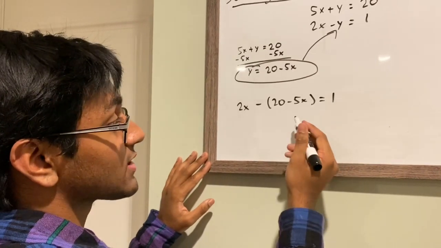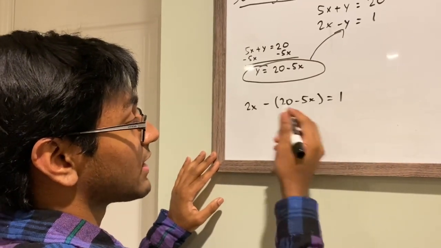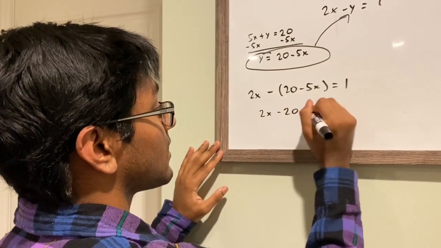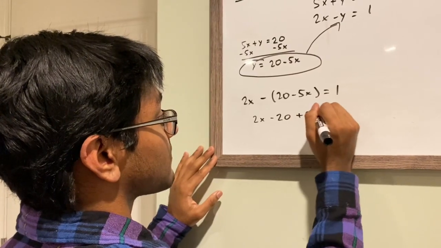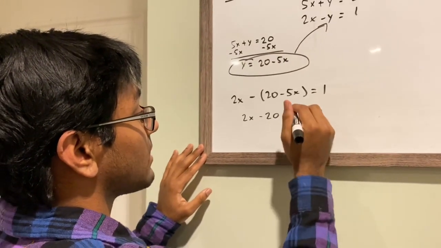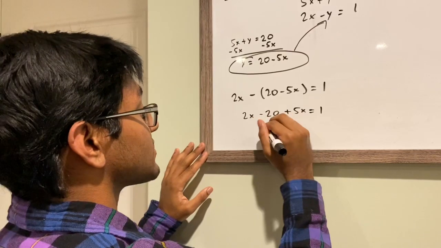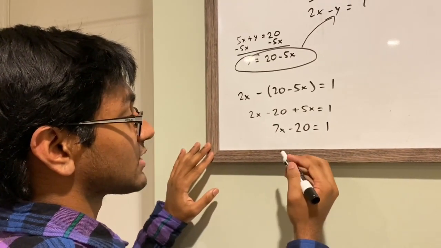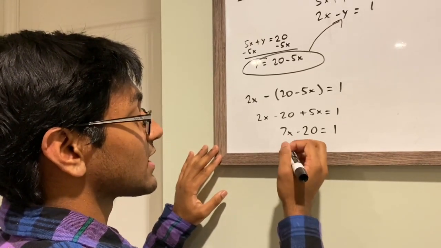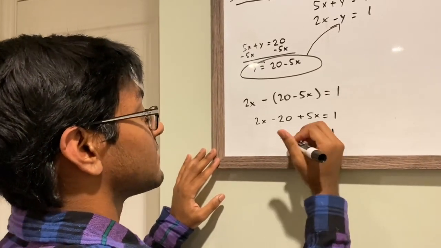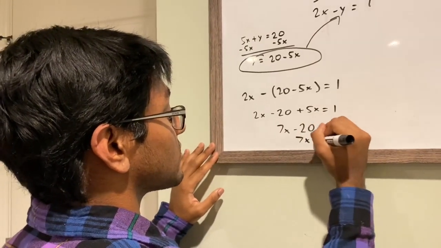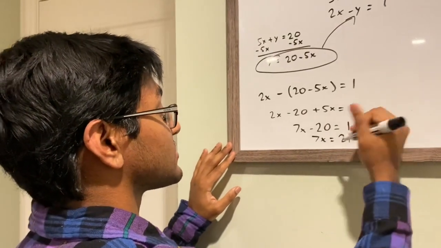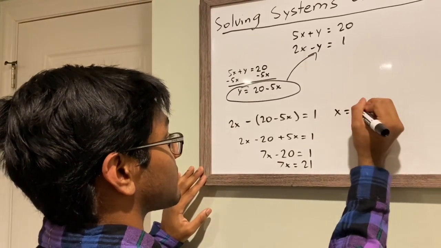Now in order to solve for x, we need to combine like terms. So 2x minus 20 plus 5x equals 1. And we will combine the two x's together. So 7x minus 20 equals 1. Now in order to keep going, we must isolate x so it's the only variable on its side. So 7x equals 21. And now we divide both sides by 7 to solve for x. So x is equal to 3.